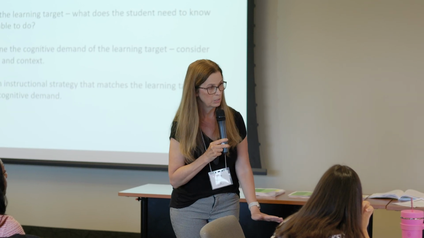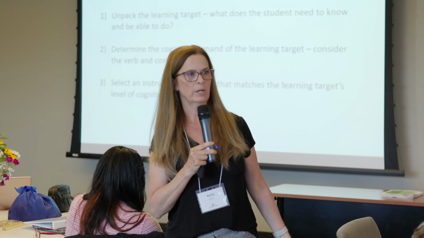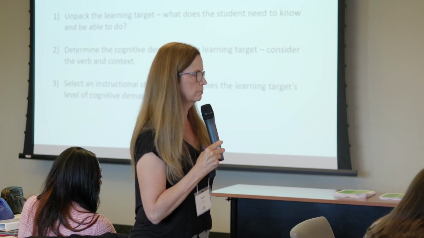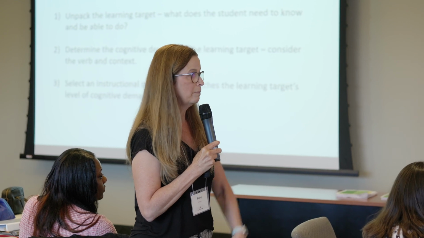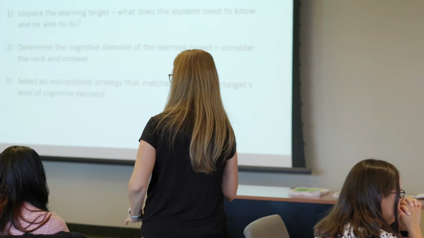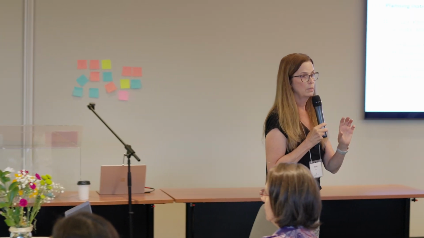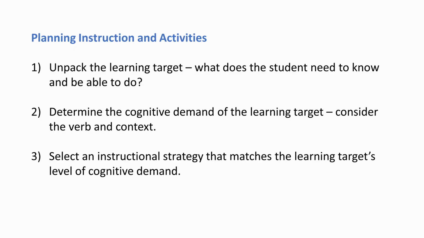That cognitive demand is low. You could use describe in another way, like describe the events of the characters leading up to whatever in a certain book that you're reading that may have a higher cognitive demand using the same verb. So the verbs are important, but also consider the context when you're looking at those targets. And then you want to select an instructional strategy that matches the learning target's level of cognitive demand. This sounds a lot more complicated than it is.